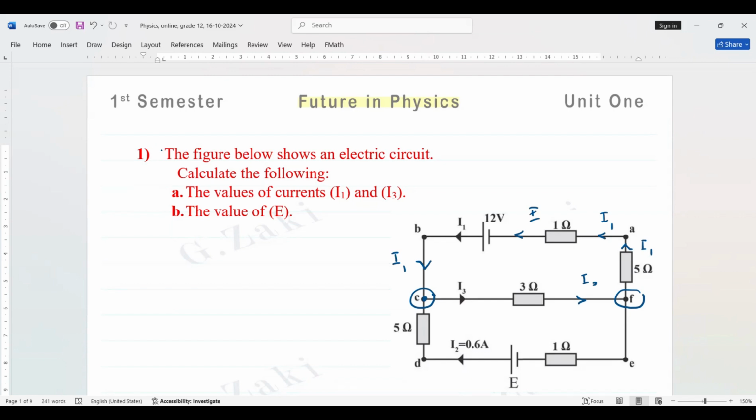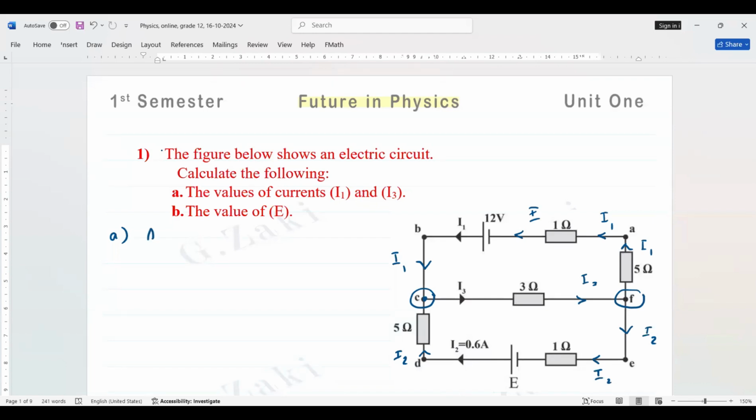I2 starts here from junction F. So this is I2, which is given. This is a very important point. Now, in part A, we use one junction. Let us use junction C.